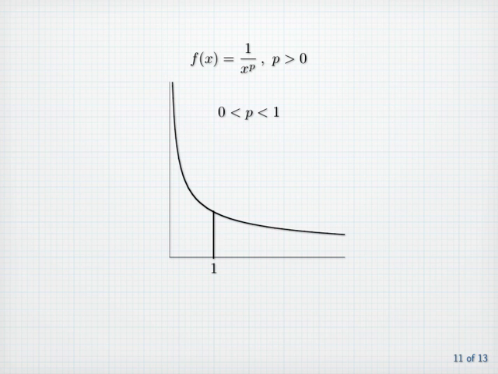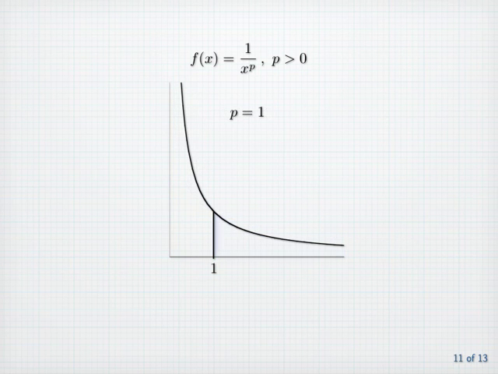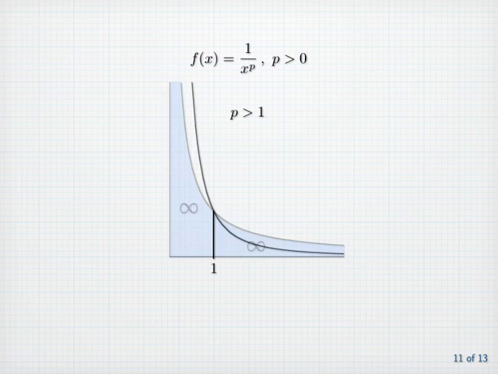So let's think about both problems at the same time here. Let's look at f of x equal to 1 over x to the p, where p is positive, and think in terms of areas under the graph. If p is between 0 and 1, then we've learned that there's an infinite area to the right of 1 and a finite area between 0 and 1. When p is equal to 1, we've learned that we have an infinite area to the right of 1 as well as an infinite area between 0 and 1. And when p is greater than 1, we have a finite area to the right of 1 and an infinite area between 0 and 1.